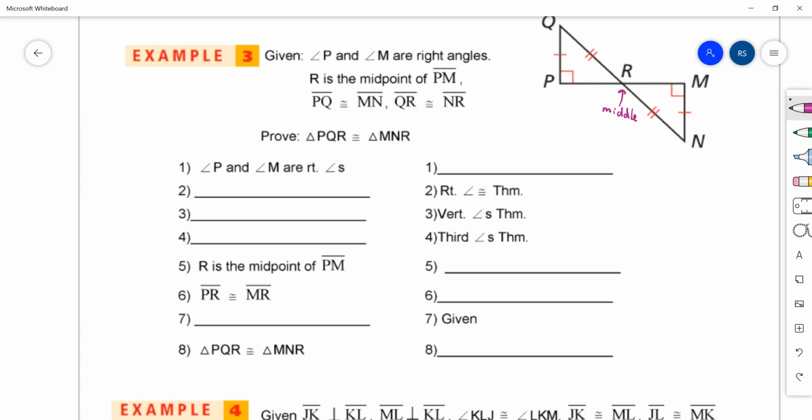PQ is congruent to MN. QR is congruent to NR. Okay. Prove triangle PQR is congruent to triangle MNR. That's our task. So let's look at the proof. They kind of started working it for us. Again, it's fill in the blank. Angle P and angle M are right angles. Where have we seen that before? That's up here in our given. So we're going to say given, and then we're going to check off this piece of information because we've used it.